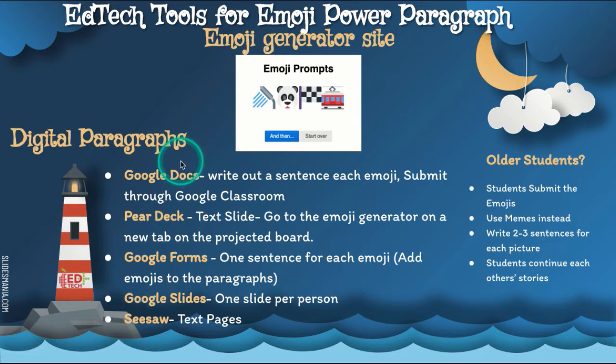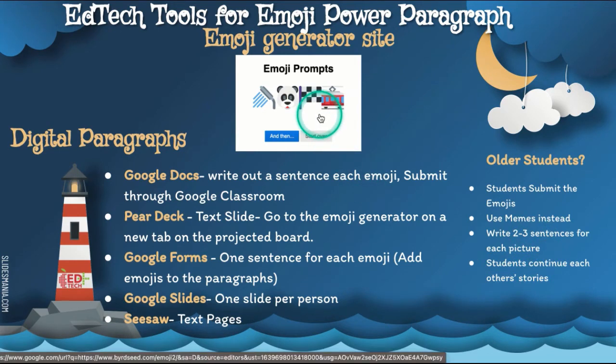Now, this does seem like it would be for younger students. So now let's talk about adapting for some older students. For older students, you can have students use memes instead and write out 2 to 3 sentences per each picture versus just one sentence.